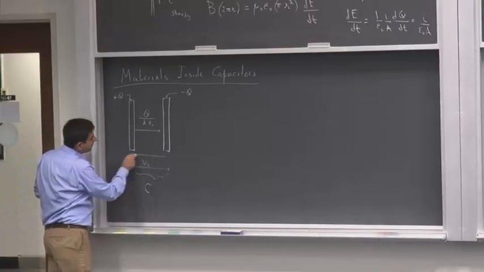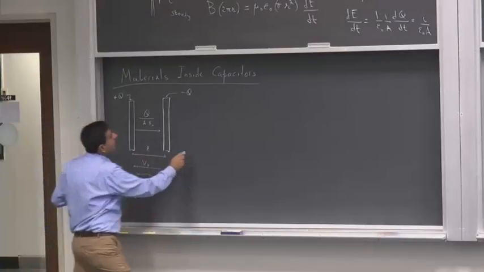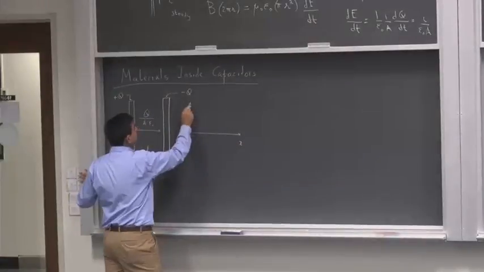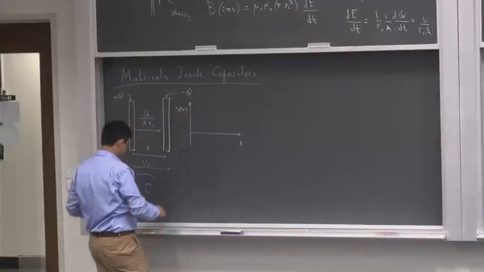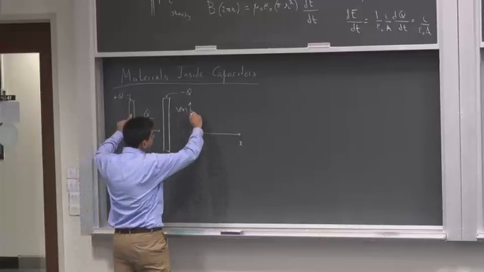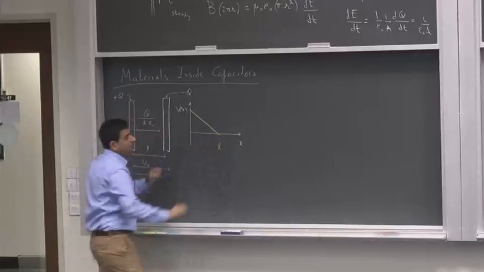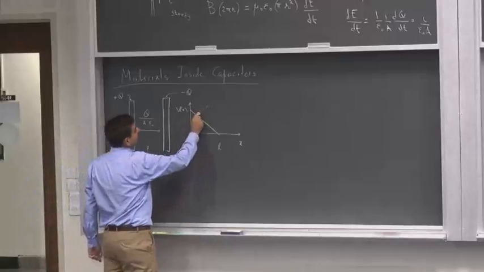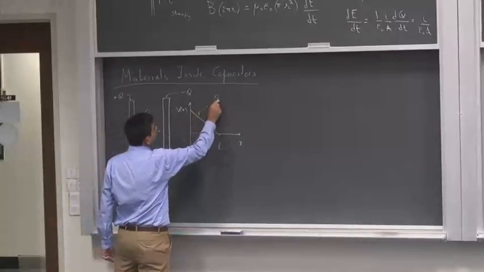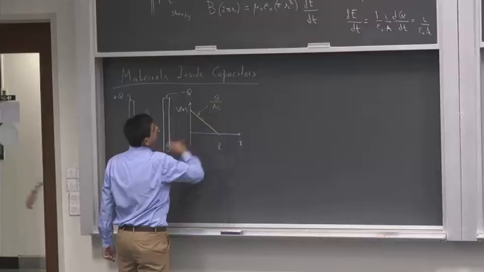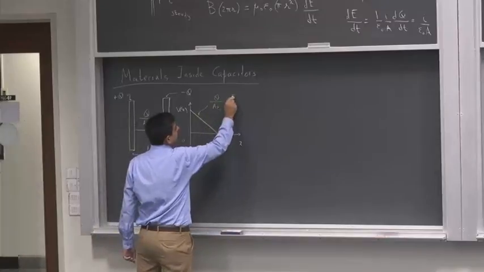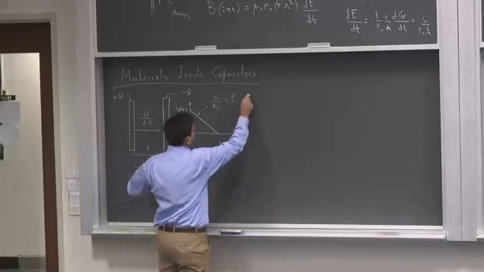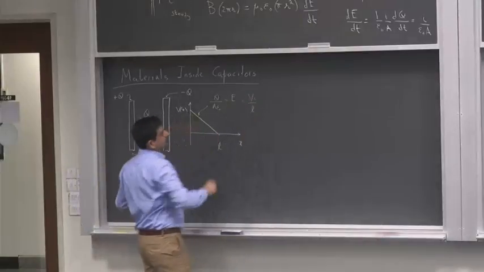So if this separation is small l, and if I were to plot the potential inside this system versus x, the potential is maximum here and it's going to drop linearly to L. And the slope of this line is going to be given by Q over A epsilon naught, or E. This is the slope of this line. If this potential is V naught, this is going to be equal to V naught over L. So far, so good.